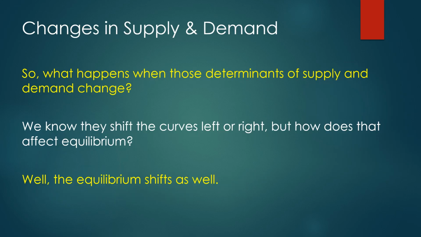So what happens when those determinants of supply and demand change? Well, we know that the demand curve is going to shift to the left or the right, but how does that affect the equilibrium? Well, the equilibrium is going to shift as well, the market price.